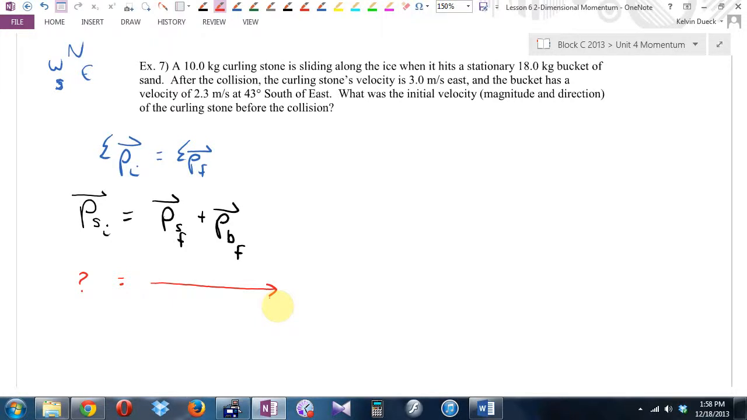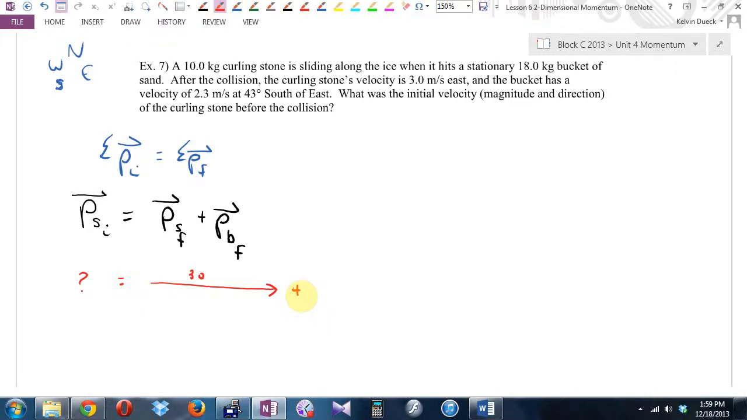(30) mass times velocity, yes? Plus the bucket has a velocity of 2.3 meters per second at what, Ashley? South of what? South of what? One more time. South of what?